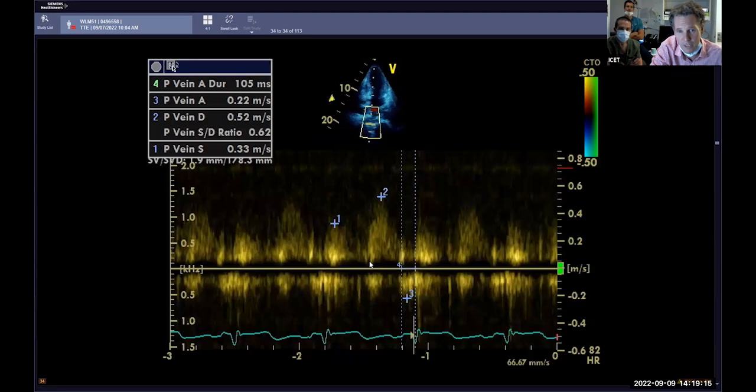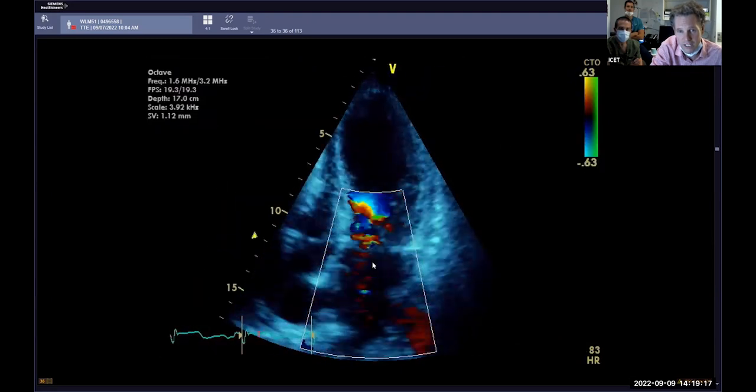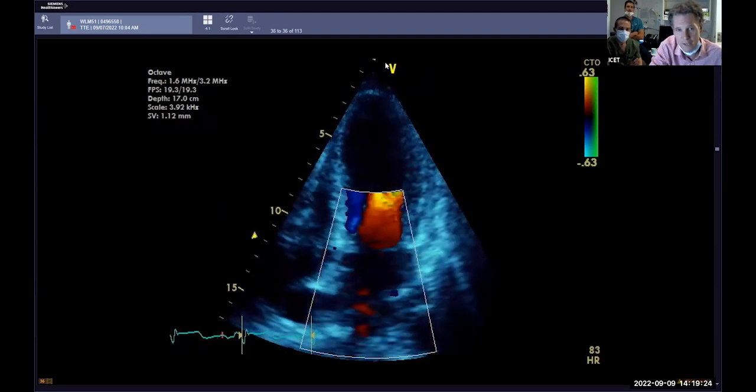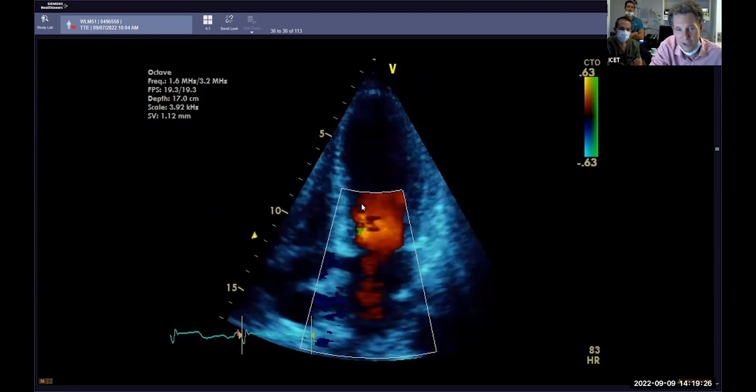Because then if we come back up here and start having a look, see they've changed their scale again, looking for MR. Can't see a lot, but that's what the sonographer was trying to tell me. Let's start having a chat here.